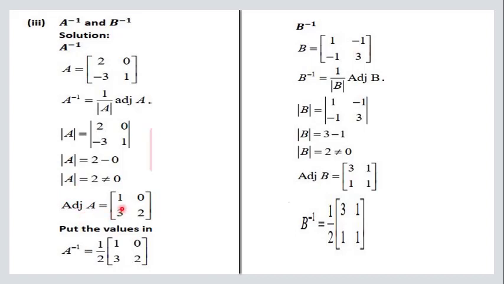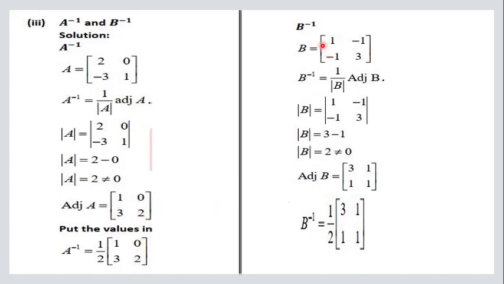So this is the adjoint of A. Adjoint of A is actually we change the position of the main diagonal elements, so this becomes 1 and 2, and then the signs of the secondary diagonal elements, so this becomes 0 and 3. So this is adjoint, and now we just need to put the values in this formula. So this is actually what? 1, and then over here the determinant of A, which is 2, so 1 by 2, and then inside the brackets what do we write? We write adjoint of A. So what is the adjoint of A? [1, 0; 3, 2]. So this is A inverse.